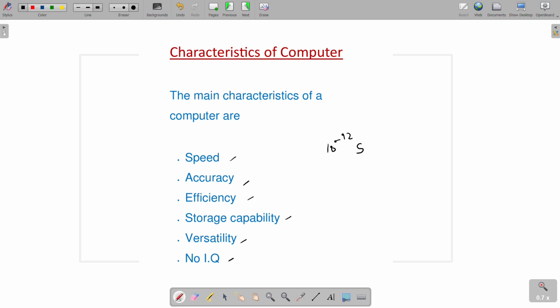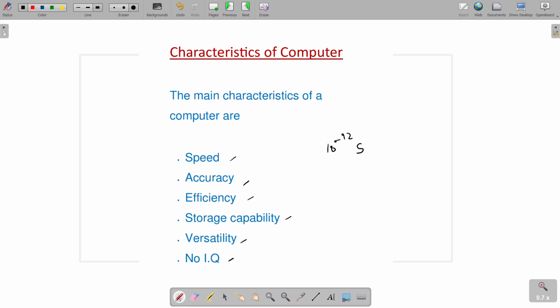Second one is accuracy. Actually, unlike human beings, computers are very accurate. Generally, human beings will make mistakes, but computers never make mistakes. It will give the accurate output for you. And moreover, a computer can work for a very long period without making any mistakes. Suppose any errors occur, they are usually due to inaccurate data or wrong instructions or any bugs in the chips. These are all only human errors, but computers never make mistakes, and it will give the accurate details for you, right?